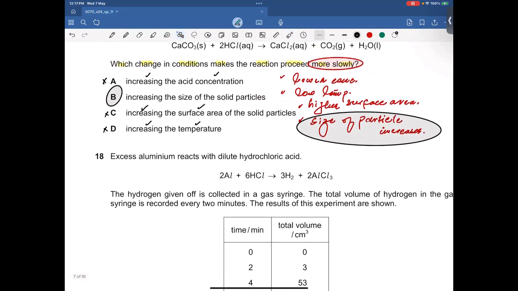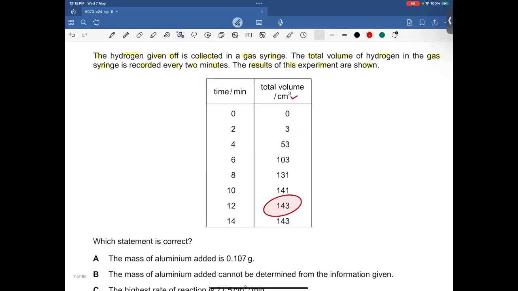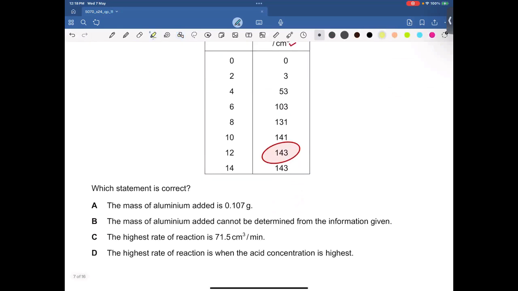Okay, my goodness. Excess aluminum reacts with dilute hydrochloric acid. The hydrogen given off is collected in a gas syringe. The total volume of hydrogen in the gas syringe is recorded every 2 minutes. The results of this experiment are shown. The total volume of hydrogen gas collected in the gas syringe is 143 cm3. Which statement is correct? The mass of aluminum added is 0.107 gram.